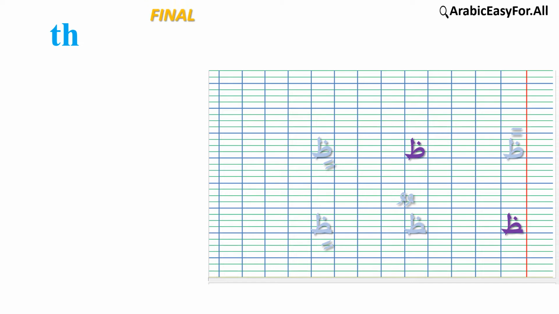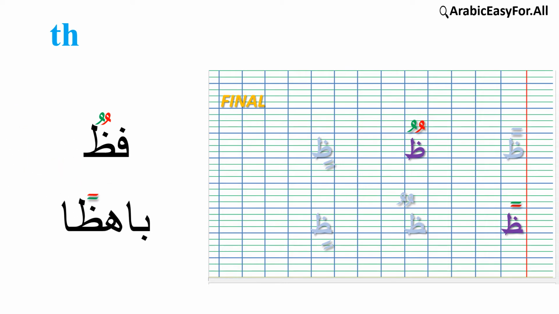In its final word position, doubled dhamma on the is pronounced dhun, like in the example fadhun, which means red. Doubled fatha on the is pronounced dhan, like in the example باهظ, which means expensive.